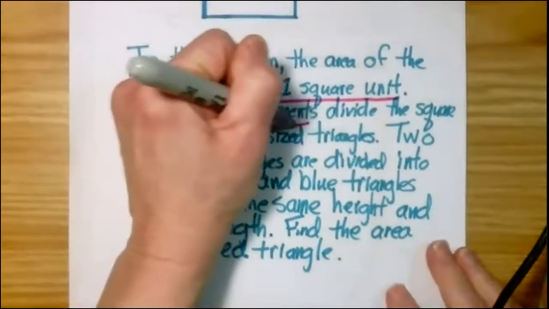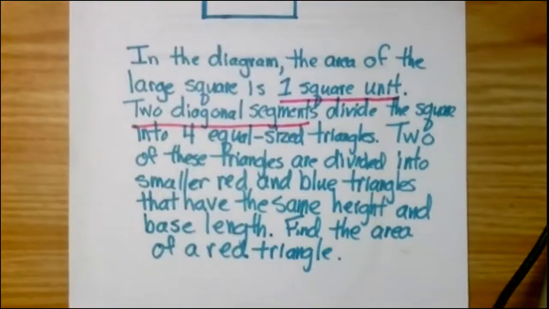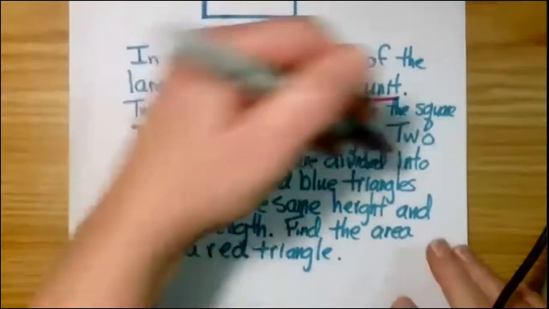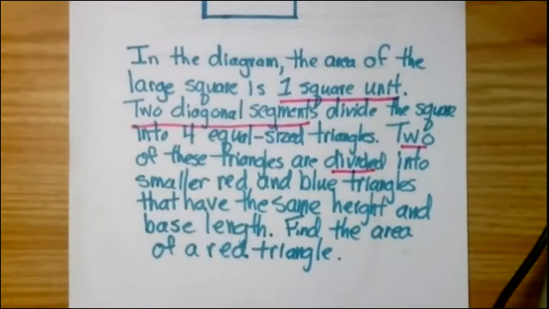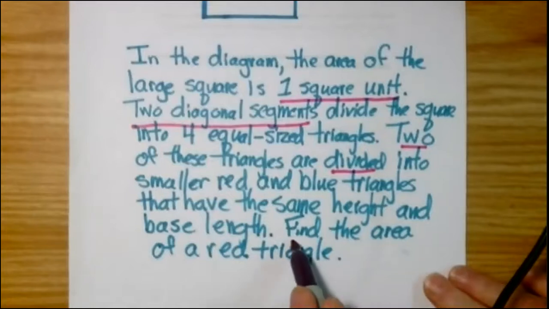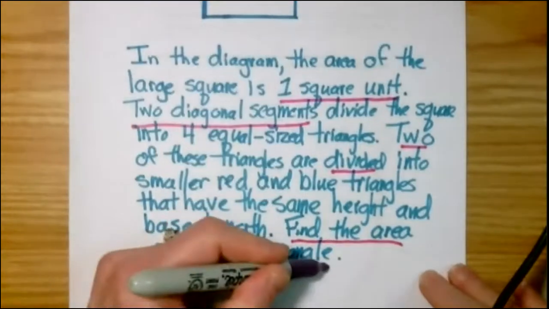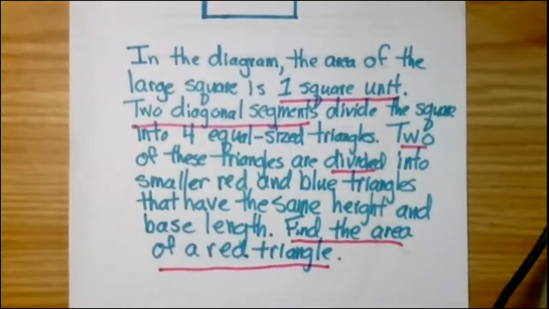So we have 2 diagonal segments. 2 of these triangles are divided into smaller red and blue triangles. 2 more are divided into smaller red and blue triangles that have the same height and base length. Then we have to find the area of a red triangle. And you've got that in your book there. I'm going to actually draw that out.